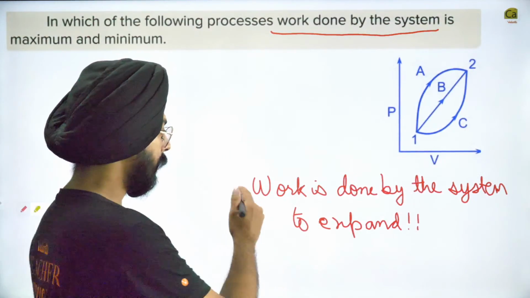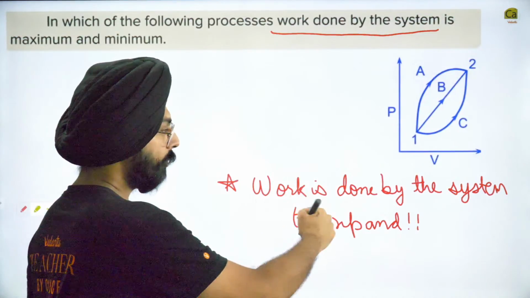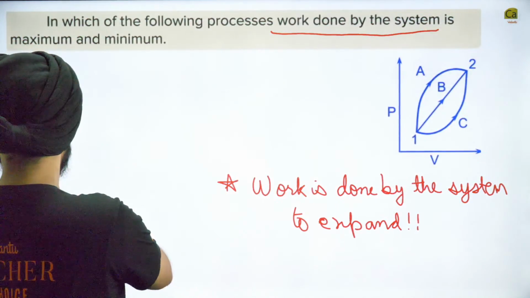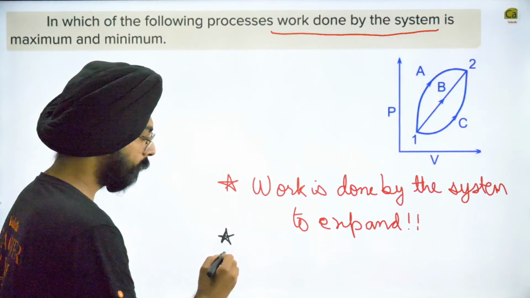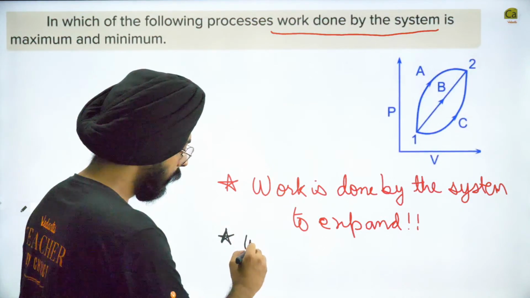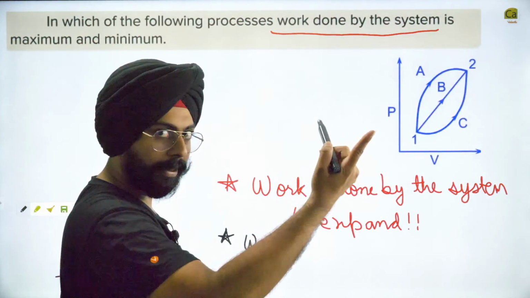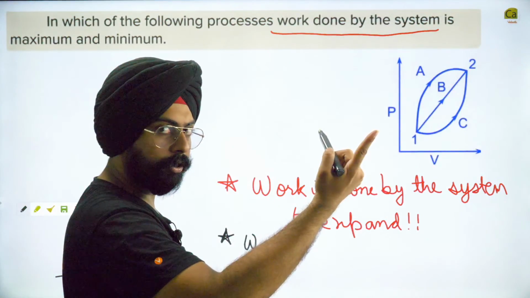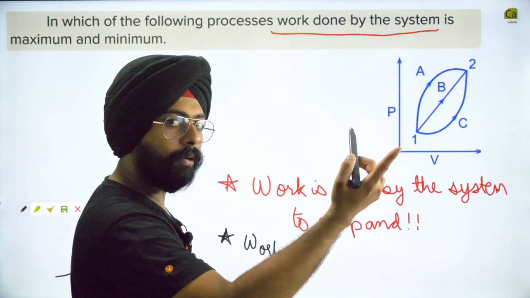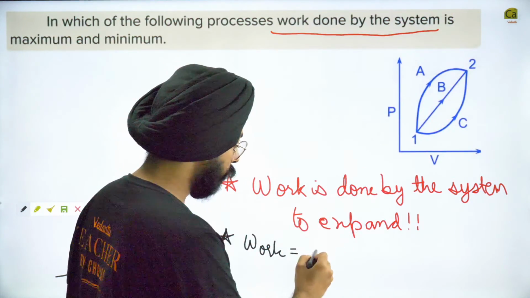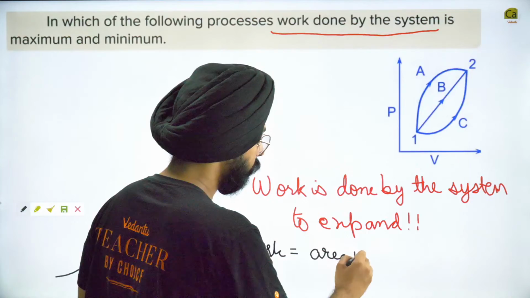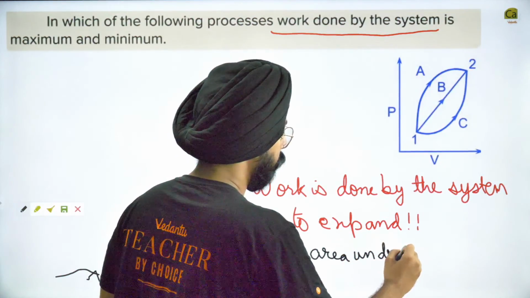तो ये एक idea आ गया, work done. Work is done by the system to expand. This is one idea. Second idea that I'll give you, that work done, the magnitude is equal to integral P delta V. Magnitude is integral P delta V. What is that equal to? Work done is equal to area under the PV graph.